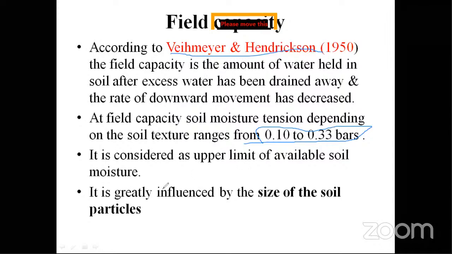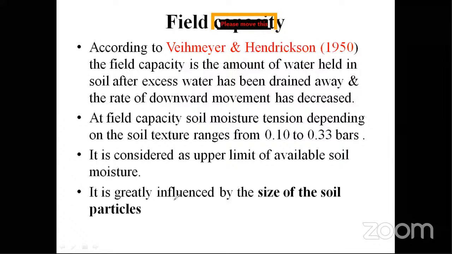At field capacity, soil moisture presented ranges from 0.1 to 0.33 bars. Here we can see that depending upon soil texture, it ranges from 0.1 to 0.33 bars. Soil texture means sand, silt, and clay. Here 0.10 is for clay soil and 0.33 is for sandy soil.